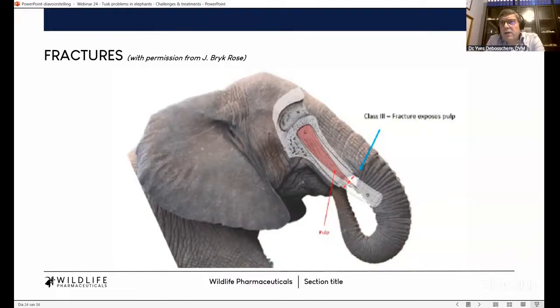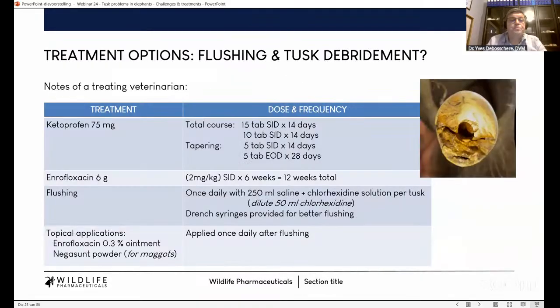And it's up to us, or up to you, the people who are involved in the zoo, to train the animal to take X-rays so that, if something happens, we are able to take X-rays. It's very, very important that we can see what we will do. The treatment option: flushing and tusk debridement, with a big question mark. I just put a note of treatment there. It's of no use that you read it.